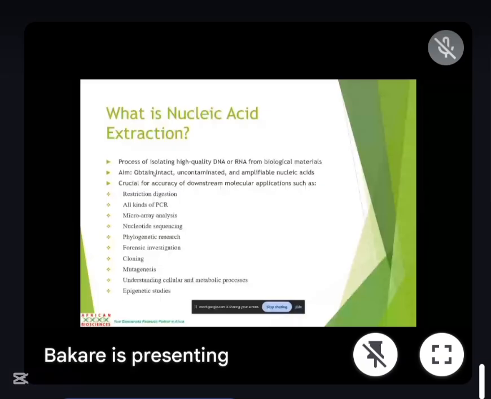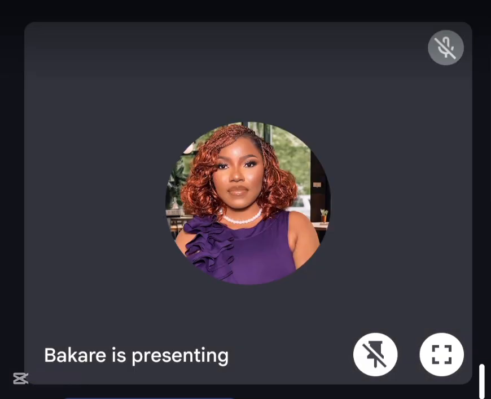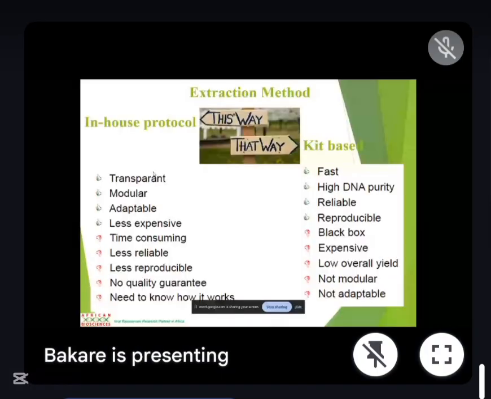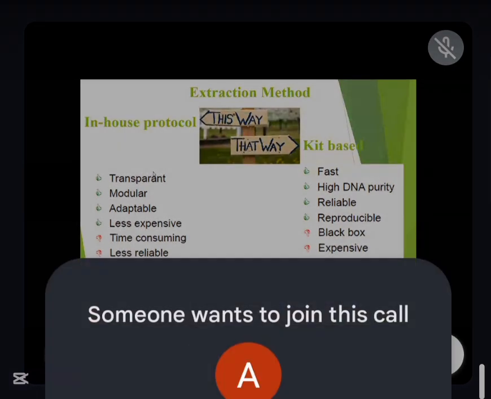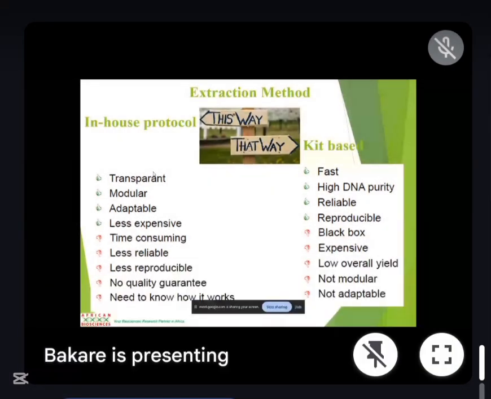So for extraction method, when you want to extract, no matter how you want to do it, there are just two ways. It's either you use an in-house protocol or use a commercial kit based. In-house protocol simply means that you put this thing together yourself, and kit based means that you get to buy the kits from the manufacturers. Let's say you buy from Nordgene, you buy from Gene, you buy from Gene Aid, you buy from Imo, and the likes.